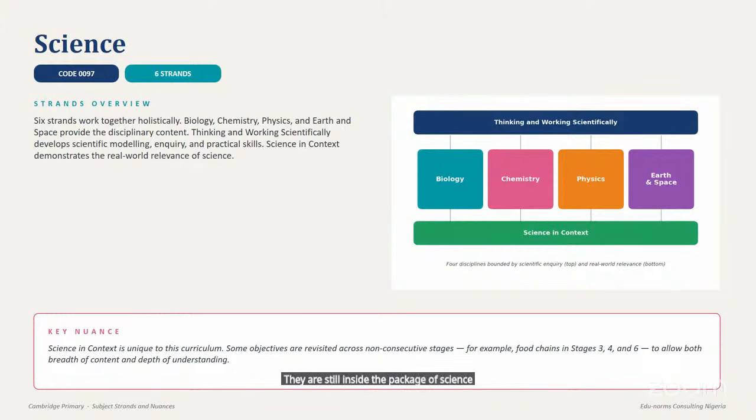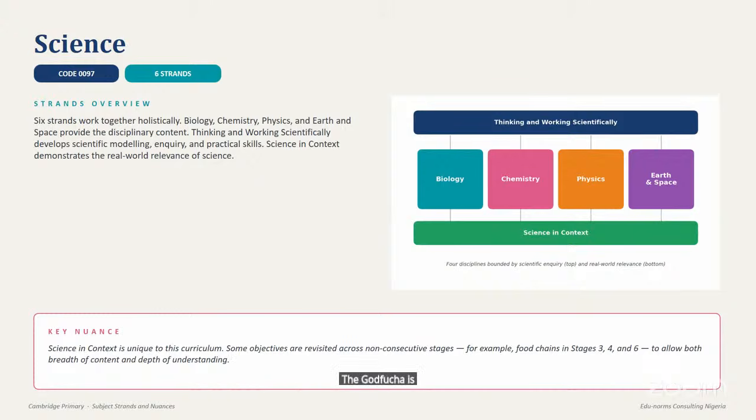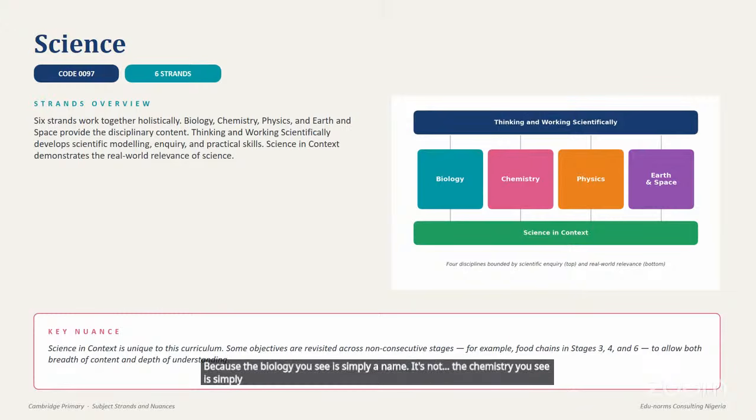If you hear a teacher telling you, I'm sorry, I didn't study chemistry, I didn't study physics, I only studied biology, I cannot teach year 7, year 8, year 9, or GS1, GS2, GS3 Cambridge science, that teacher should resign, because the teacher is deceiving you. Because the biology you see here is simply a name. The chemistry you see here is simply a name. Physics here is simply a name. They are the same very thing that we have in our Nigeria basic science.